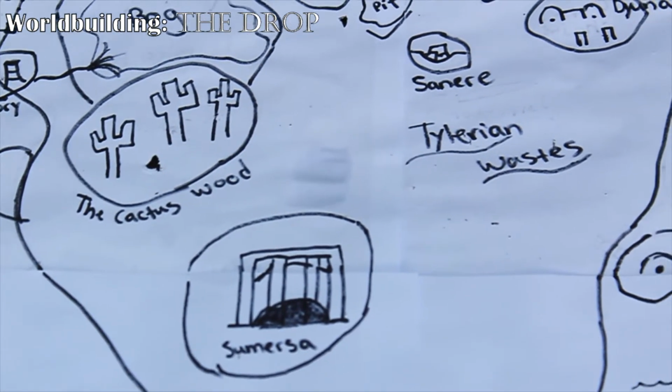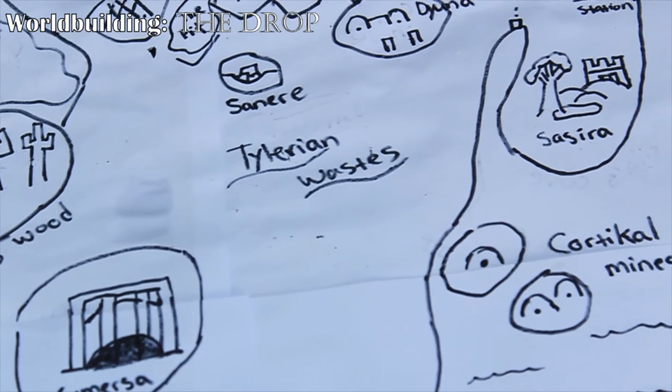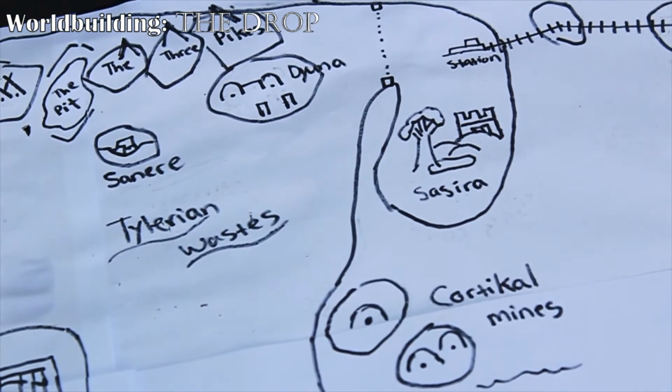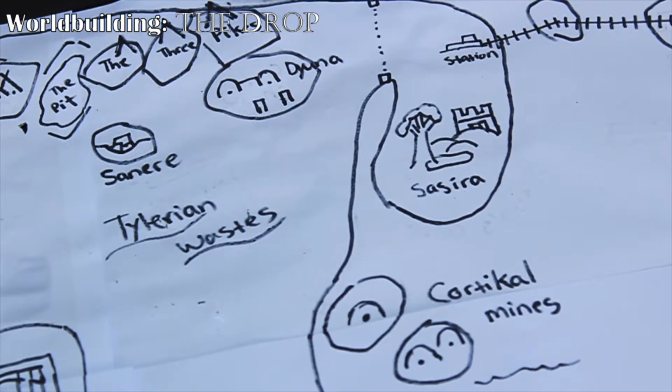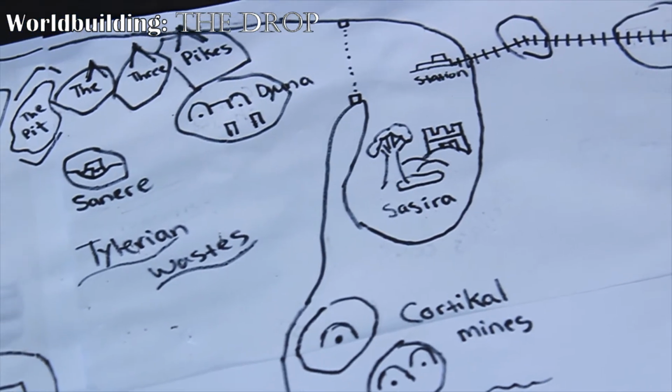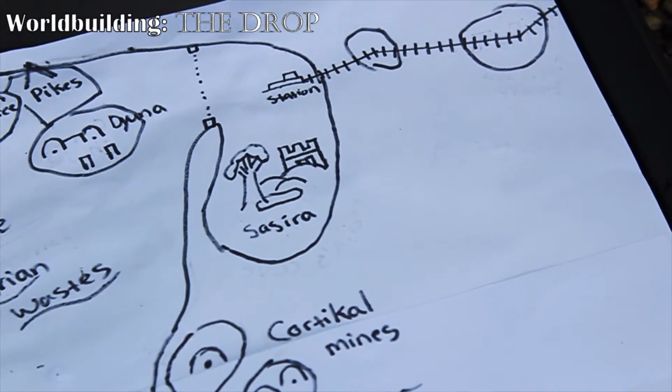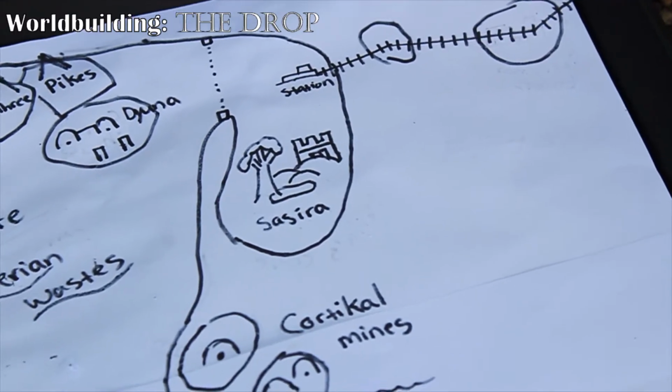And over on the right, you can see there's another barrier where another neighboring kingdom has invaded on the right. And you can see off the coast here, there's some cortical mines. And cortical is the valuable substance that these two kingdoms are after invading this desert nation.